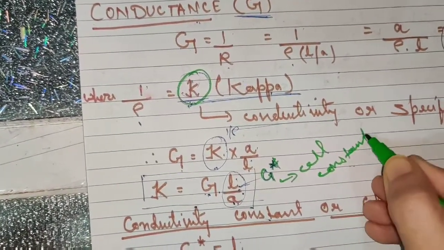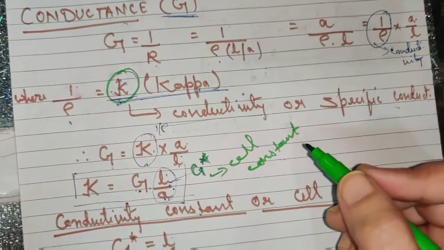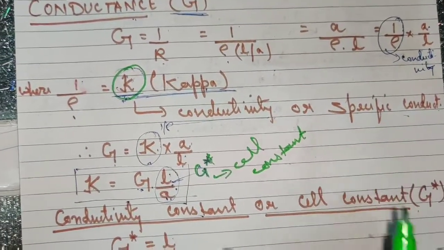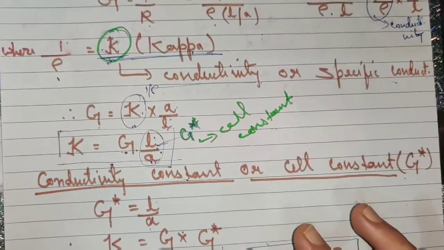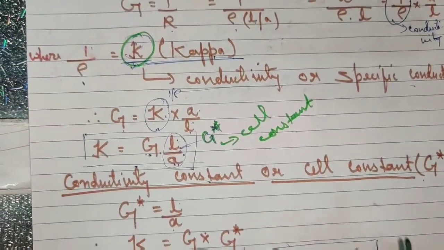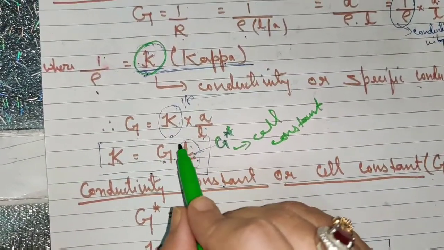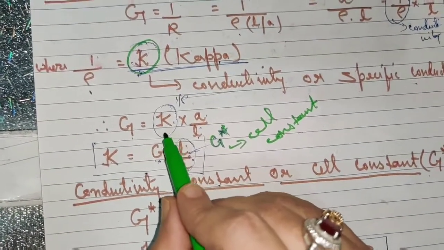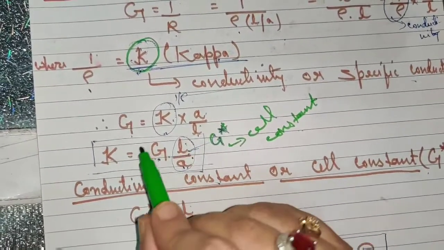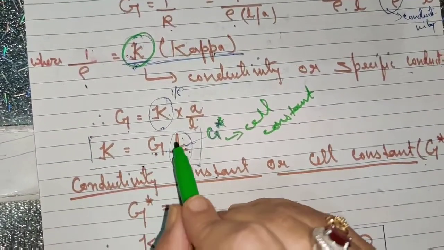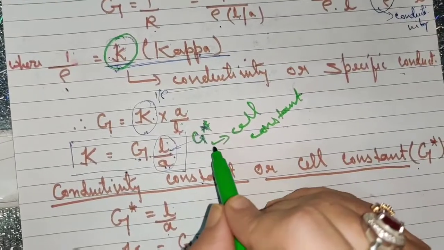So basically in this video you will be coming across a few more new terms, and obviously you get these terms in your numericals also, so you should be thorough with the formulas. So here when you write this formula with respect to K as the subject of formula, you get the formula in this form, where G, you know, is conductance and L upon A is cell constant.